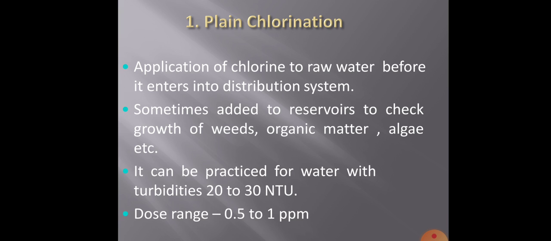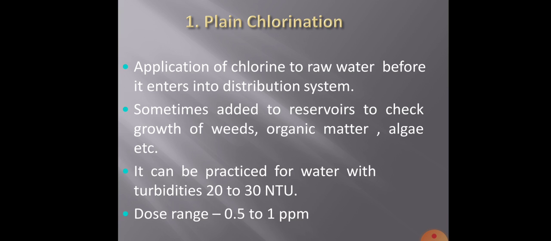It also includes the chlorination of water that is stored in tanks or in storage reservoirs, in order to prevent the growth of various organic matter like algae, fungi, bacteria, etc. And this method effectively removes the color and odor from the water. So if water has any sort of color or odor, it may be removed by the process of plain chlorination.